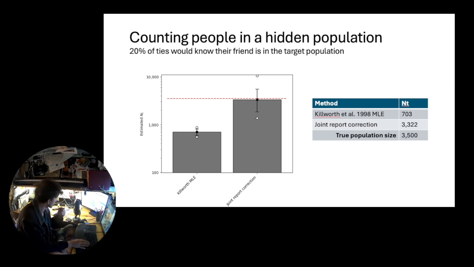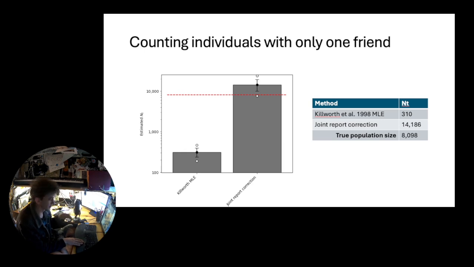For example, what if we want to count individuals with just one friend? So the target population now has variance 0. So this 1 plus v over m squared is 1, and the reference population is still the number of the gyms. And we see the Killworth et al. estimate, they don't find many people with degree 1, obviously. So the estimate from that equation is incredibly low compared to the true population count of 8,000.